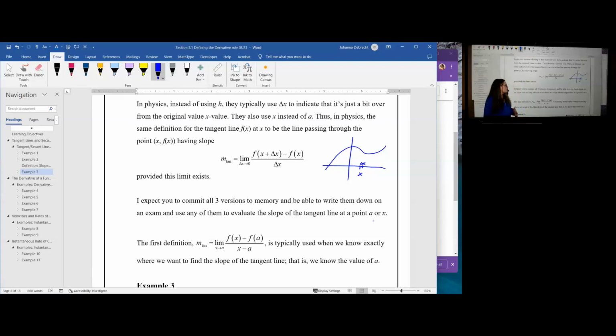I do expect my students to commit all three versions to memory. I will not allow you to write this down on an index card. And I expect you to be able to apply any of them to find the slope at a particular point a, or to find a formula for the derivative at any point a. Again, we typically use this version with a in it, the limit as x approaches a of f of x minus f of a over x minus a, when we know exactly where we want to find the derivative.